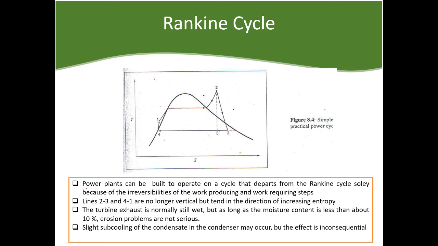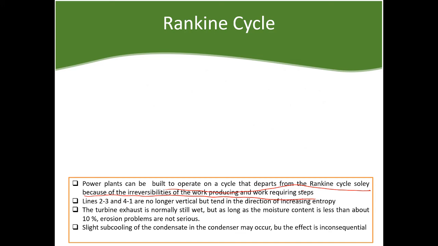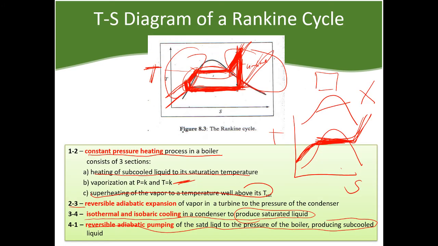Now, the power plants can be built to operate on a cycle that departs from the Rankine cycle solely because of the irreversibilities. So, yung kanina kasi, yung Rankine cycle natin, ano mapapansin nyo? Meron pa rin siyang irreversible, meron siyang line na vertical, okay, yung sa S. Pag vertical line kasi, ibig sabihin delta S is 0, which is impossible sa real life, no? So, lagi dapat medyo paslant siya to the right.